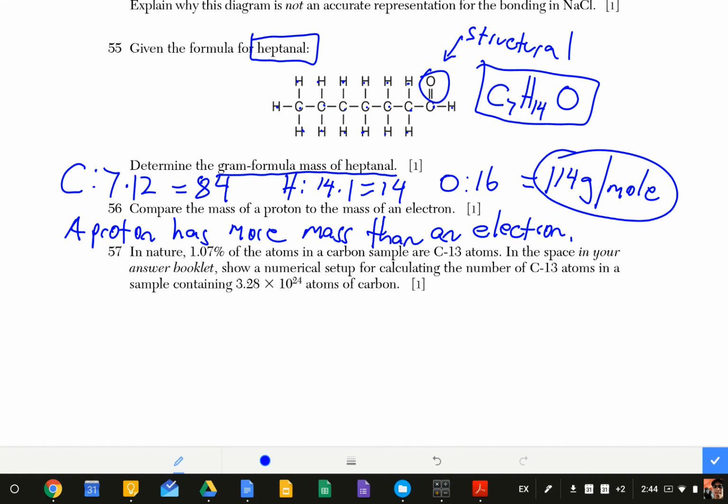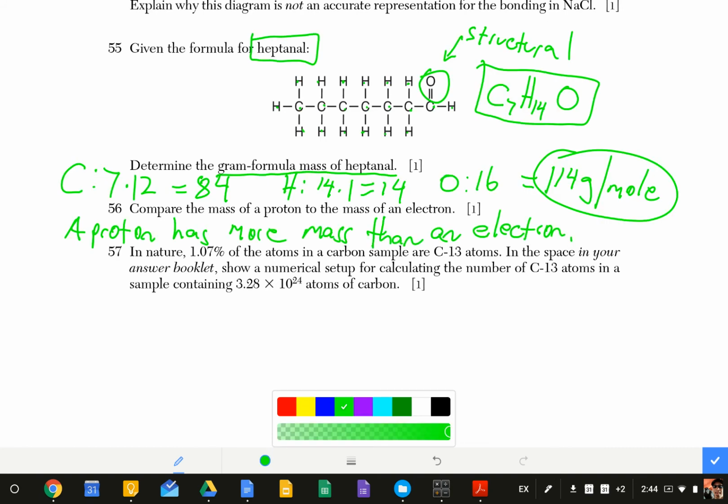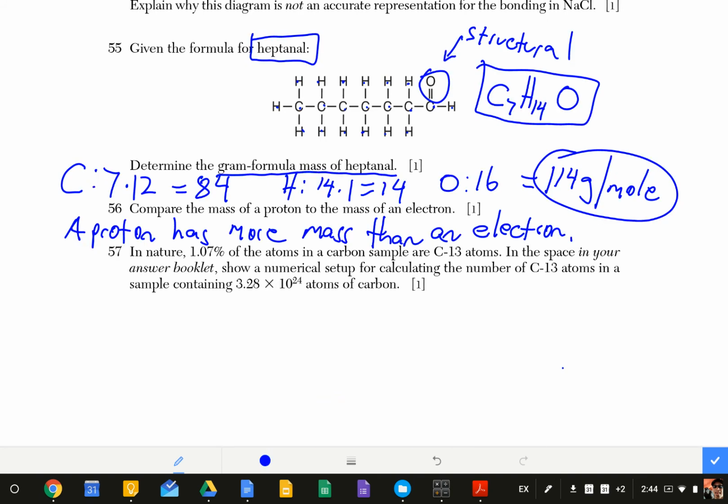And it says in the space in your answer booklet, I'm just going to do it below. It says show a numerical setup. So here we go with that. When you see show a numerical setup, that really means show your math. And they're not going to mark your answer, but they do need to see all your math. So calculate the number of carbon-13 atoms in a sample with this many atoms of carbon.